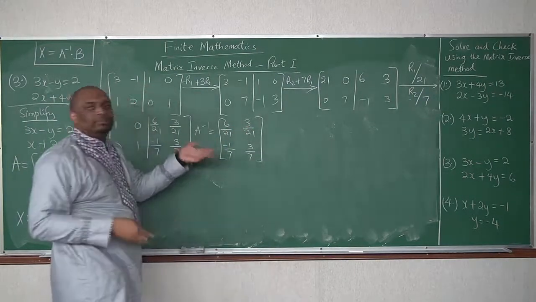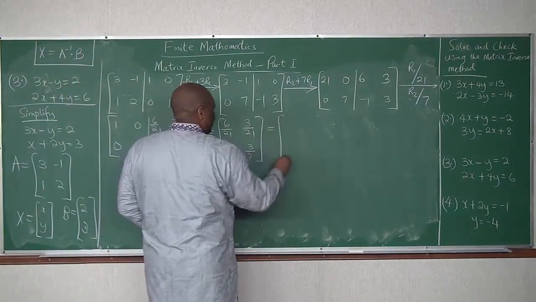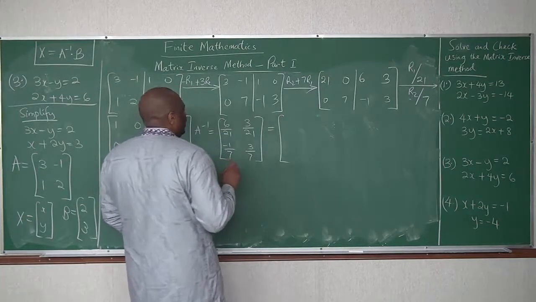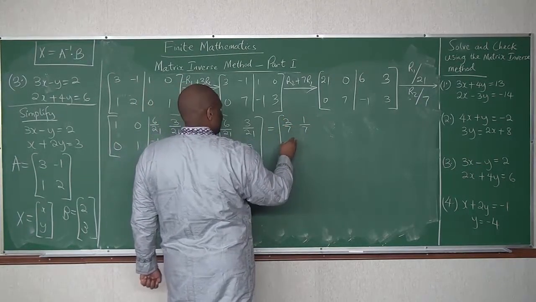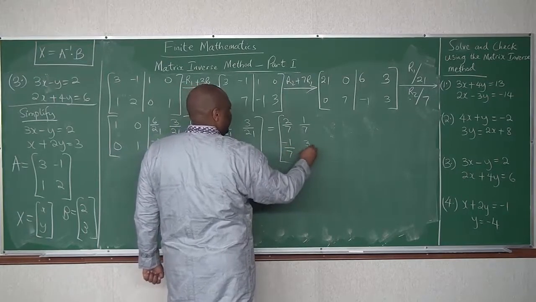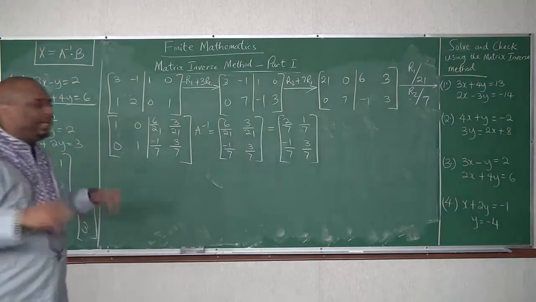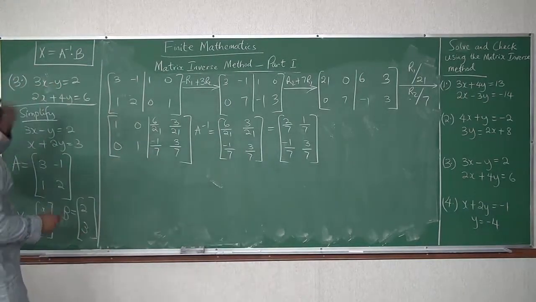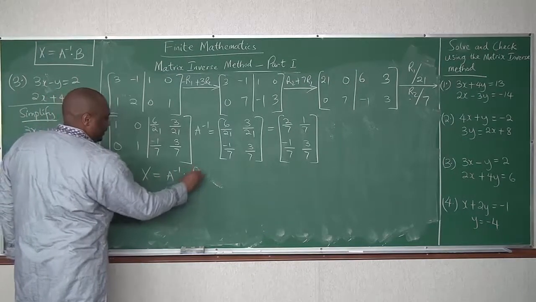Now let's simplify the fractions. So A inverse will be 2 over 7, 1 over 7, negative 1 over 7, 3 over 7. Right? 2 by 2 matrix. All right. Then we find our x. X is equal to A inverse times B.